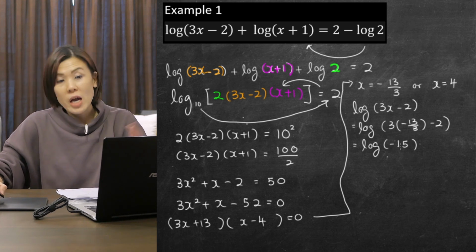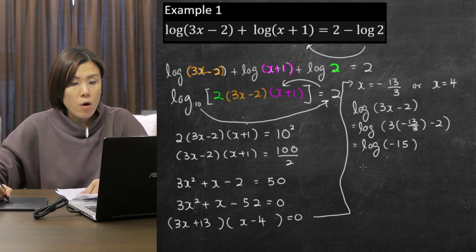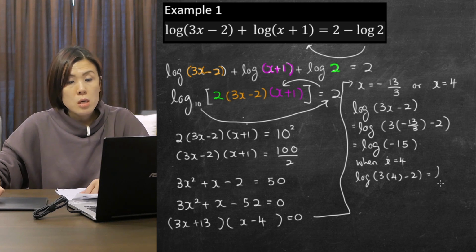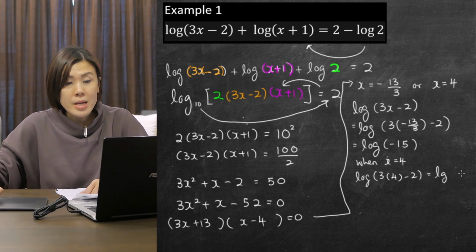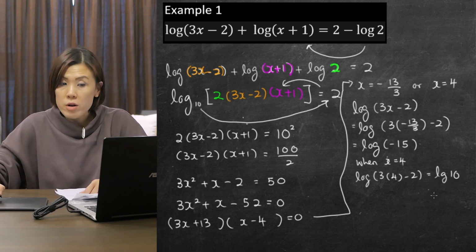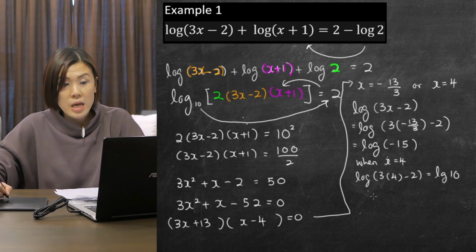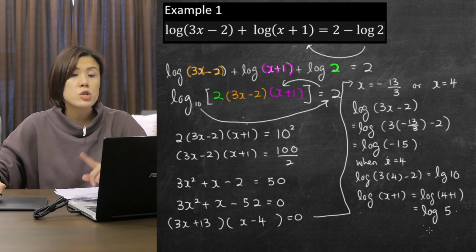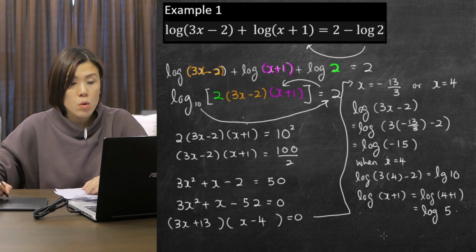Then we have to check x equals 4. So when x equals 4, we have log(3 times 4 minus 2), which is log 10, which is acceptable. We have a logarithm of a positive value, and we need to check the other one as well, which is log(x plus 1). Then we will have log(4 plus 1), which is log 5, which is also acceptable. So in this equation, there will be only one solution, which is x equals 4.